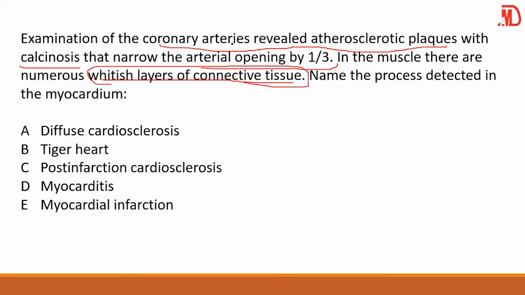Now, atherosclerosis in the coronary artery has blocked one third of the blood. This is a lot, so it can easily lead to scarring. In the artery, there's also calcinosis, that's calcium buildup. And so we have whitish layers of connective tissue. This means that the cardiac muscle is undergoing sclerosis. They are changing color. So here you are thinking of a diffuse cardiosclerosis.